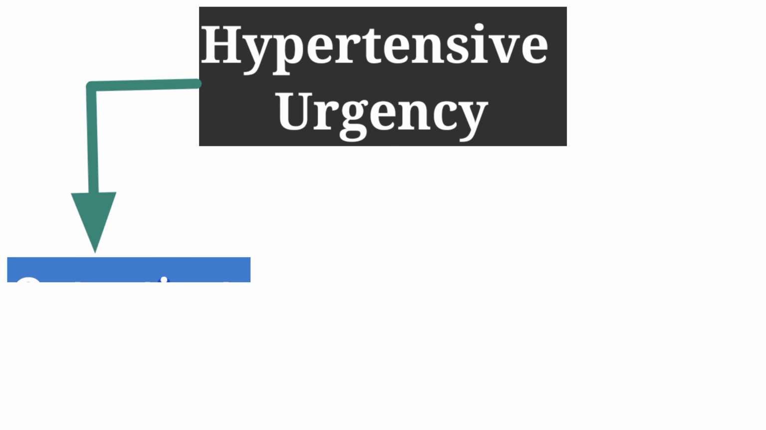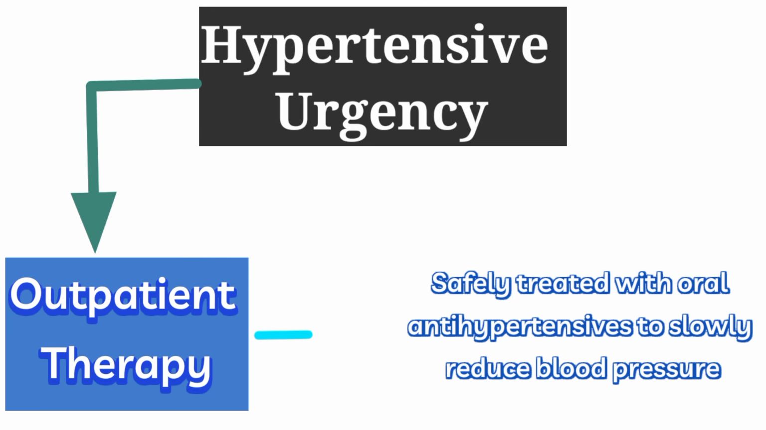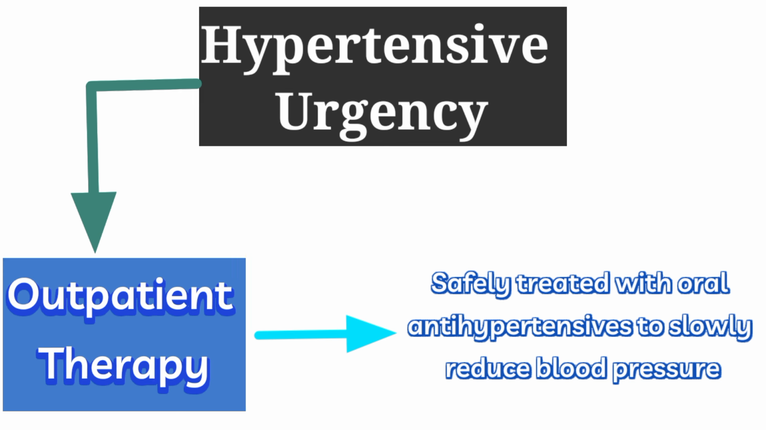Hypertensive urgency is managed as outpatient therapy using oral antihypertensives to slowly reduce the blood pressures over 24 to 48 hours with close monitoring. This is done to avoid medically induced complications of tissue hypoperfusion.